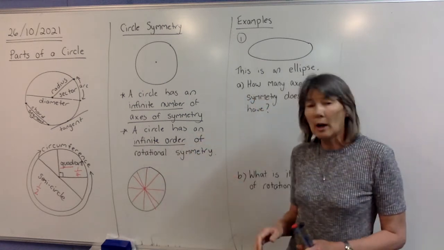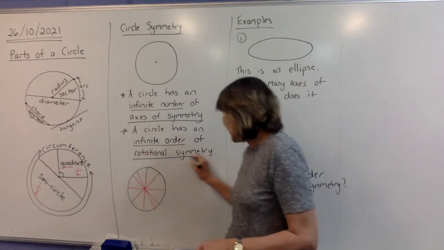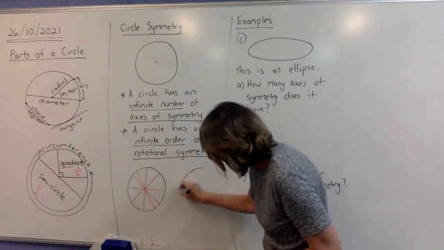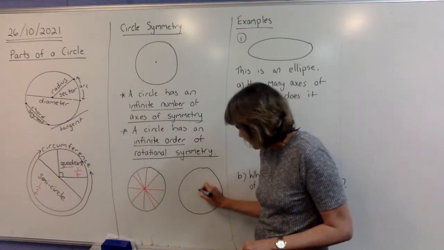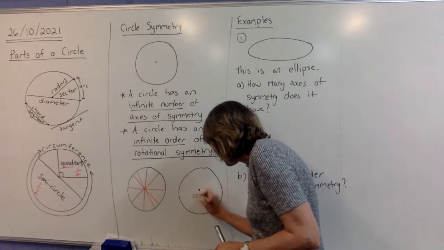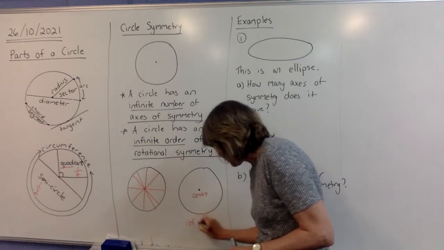Okay, now the other type of symmetry that you've done before is called rotational symmetry. Now rotational symmetry, I'll just draw our circle again. So with rotational symmetry, we have a centre of symmetry. So this would be the centre of symmetry. I'll just write of symmetry down here so it's not in the way.